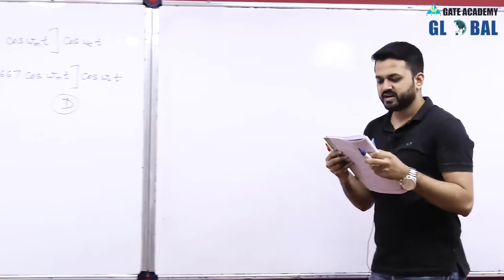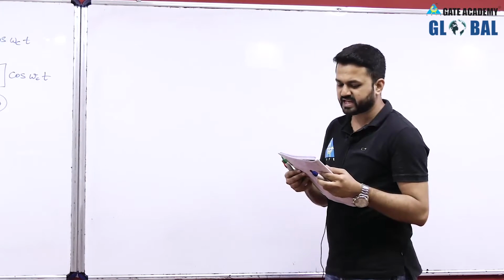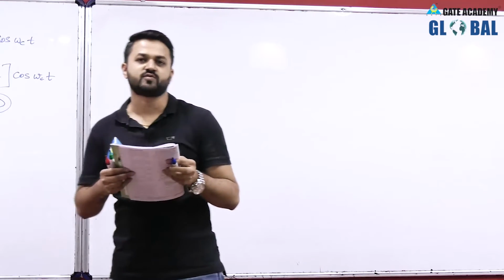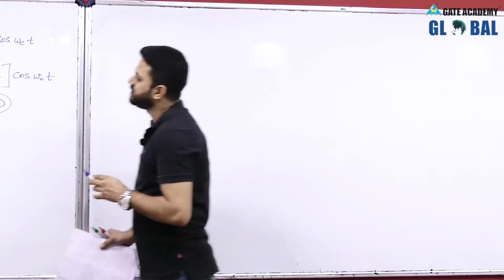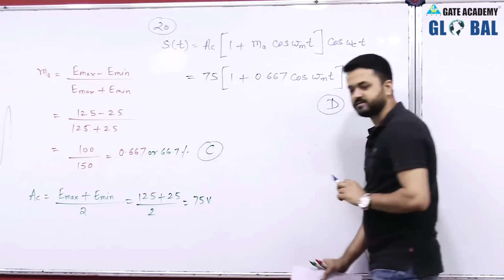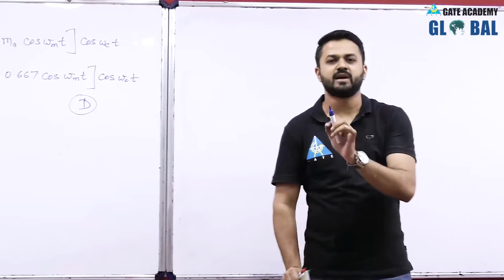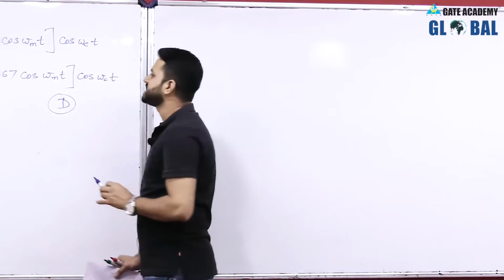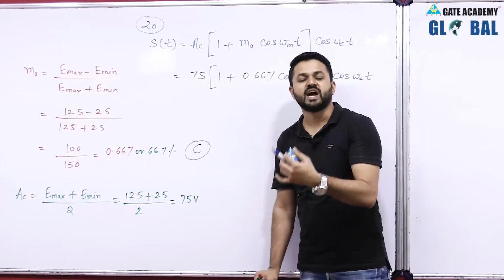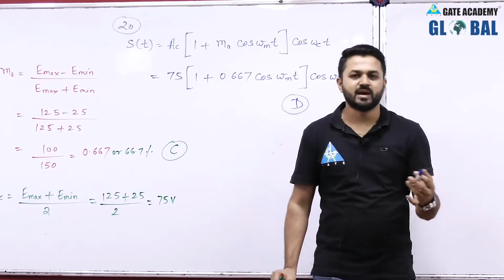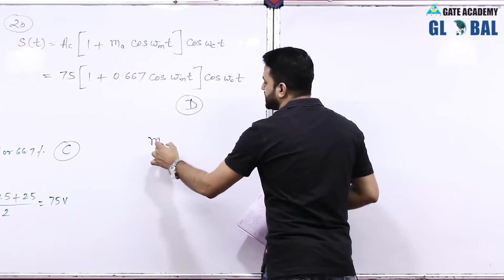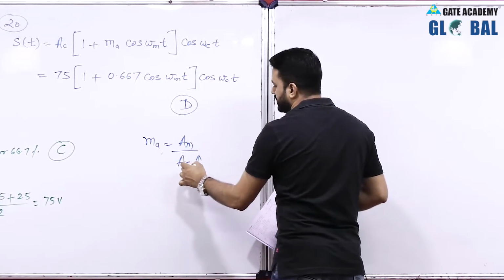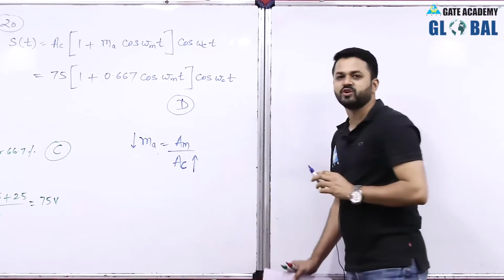Now next is: determine the amplitude and phase of the additional carrier which must be added to make the waveform shown attain a modulation index of 20%. Previously the modulation index was 66.7%. Now we want the modulation index to be 20%, so we want it reduced. That means we have to increase the carrier amplitude, because we know that the modulation index is AM upon AC. So if we increase the carrier amplitude, we get a reduced modulation index.